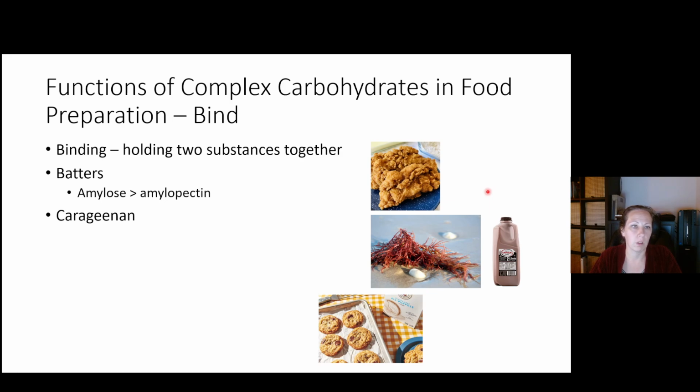Another example of a complex carbohydrate and binding is carrageenan. So carrageenan is actually a carbohydrate that is extracted from red seaweed. So there's a picture of red seaweed here. And it's really good at binding lots of things. It's good at binding water.